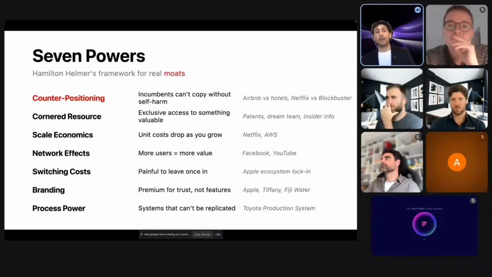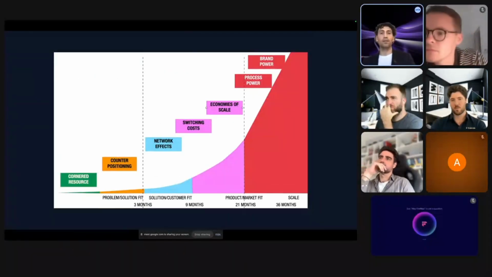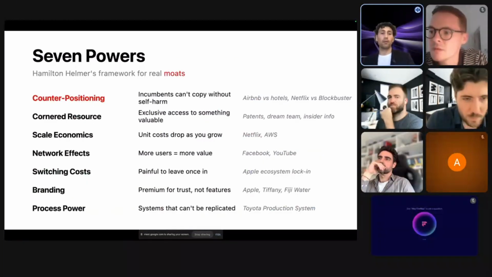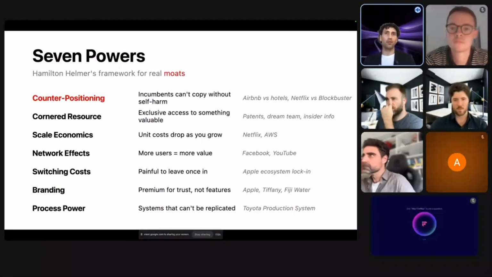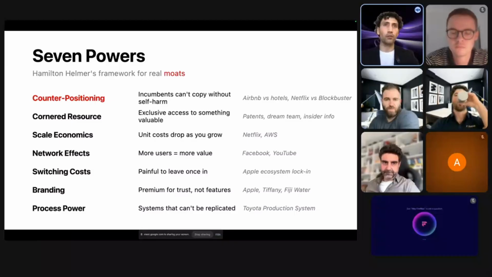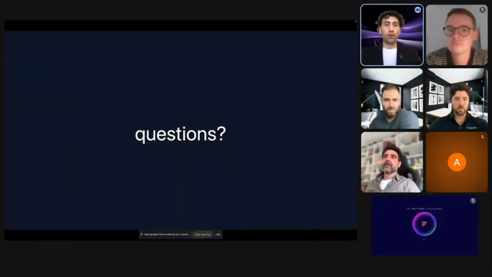Branding and process power are a bit more difficult for us now because they're more focused later down in the development. We build our brand, maybe they stick with us. And the process power is making the process so good that even if you give it away, they don't do it, because there is some tacit knowledge that is difficult and cultural stuff that is difficult to replicate.